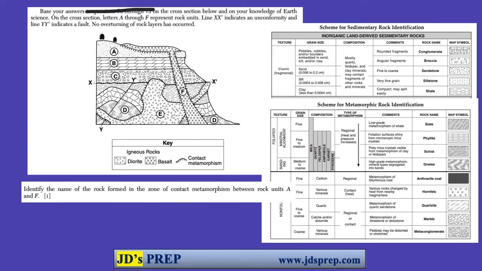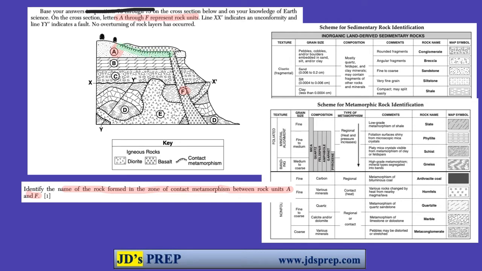So for the next few questions, we have a cross-section below that we're dealing with. Letters A through F represent different rock units. So first thing is we want to identify the name of the rock formed in the zone of contact metamorphism between rock units A and F. This is rock unit A, this is rock unit F. So we are talking about this zone of contact here.